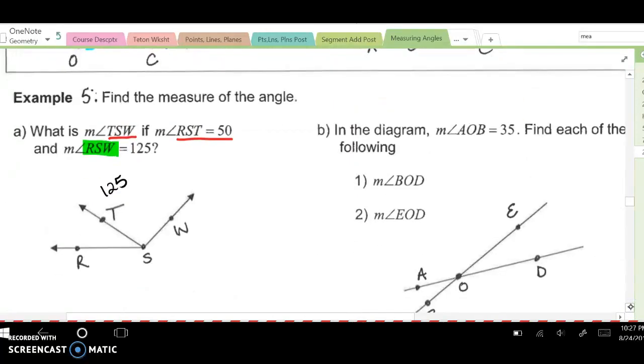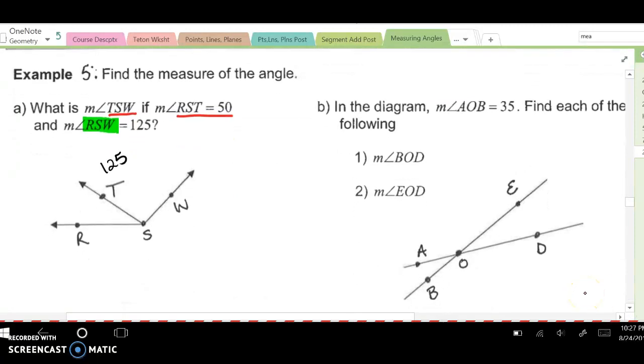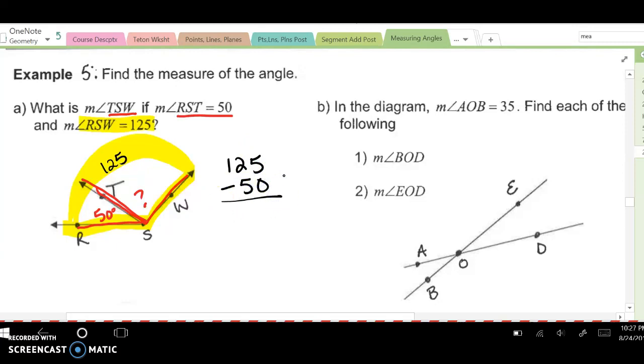Okay, so let's look at a homework example, homework example 5. So we know that TSW, T to the S to the W, if I trace it, we don't know that. That's what we're looking for. RST, R to the S to the T, is 50 degrees. And we know that RSW, R to the S to the W, this whole thing is 125. So I hope you're thinking right now, instead of adding this time, I should subtract, because I have the whole minus the part this time.